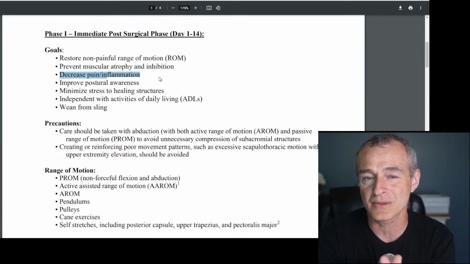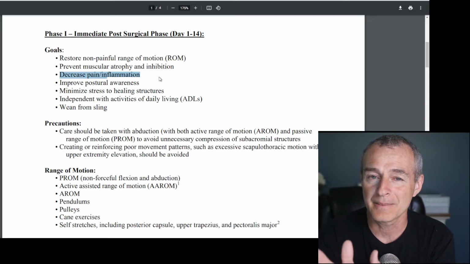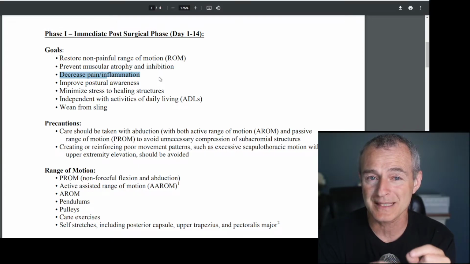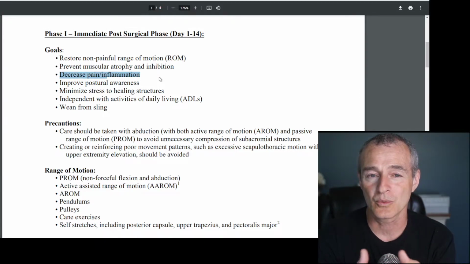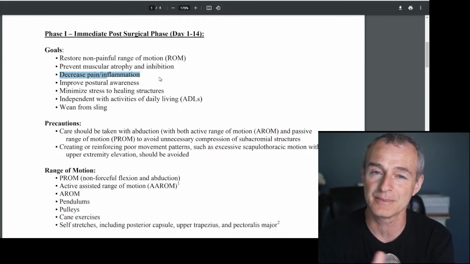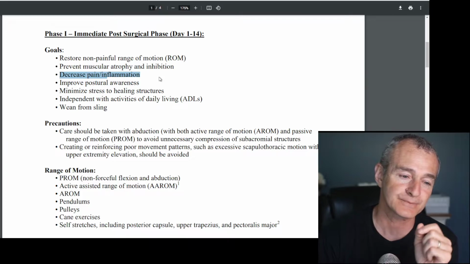So the biggest difference between something like this and a post-operative recovery program for a rotator cuff repair is this requires less protection because there was no repair. This kind of cleaned up the joint. It didn't repair a tendon or a muscle. So we can start being active much more early in the process compared to a rotator cuff repair.